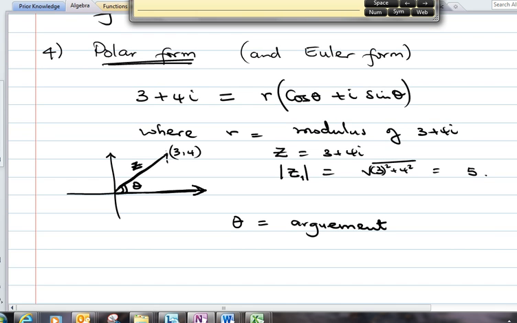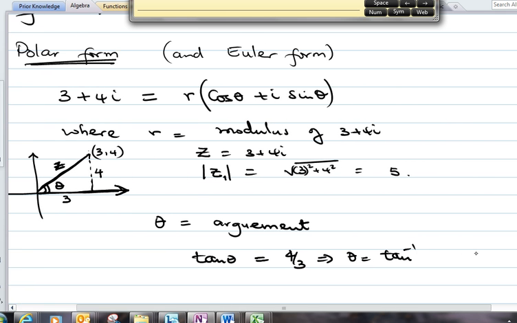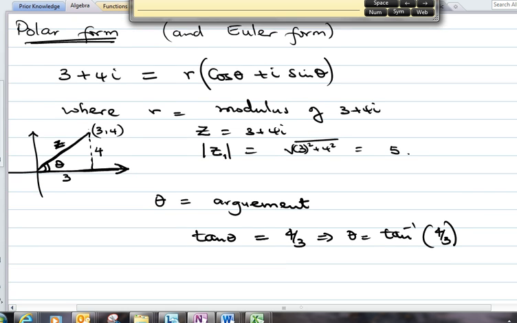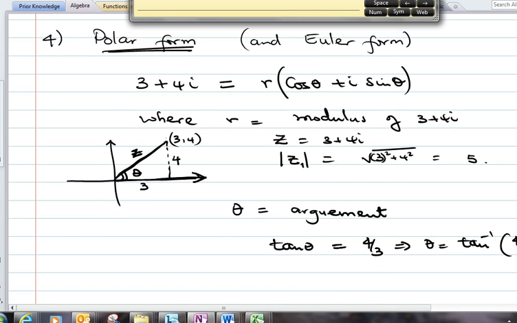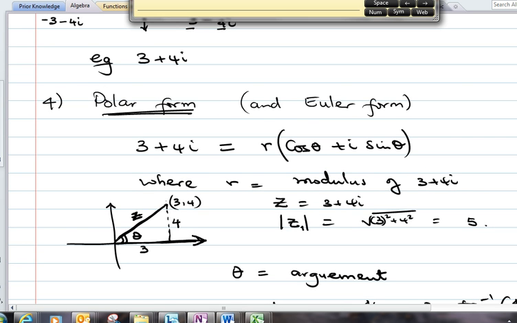By remembering that we know the coordinates of that point, we can of course find the value of theta by using trigonometry, because I know that the tangent of theta is 4/3, and that means theta is the angle whose tangent is 4/3, and we can find a value for that. So the polar form of a complex number is basically this form here.